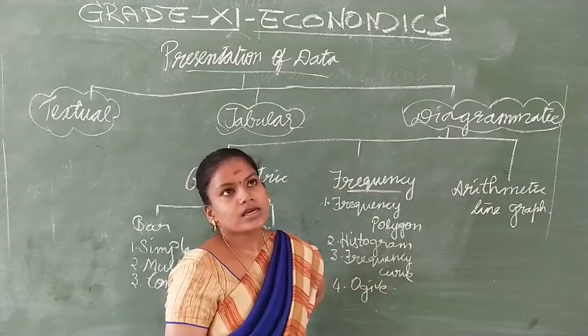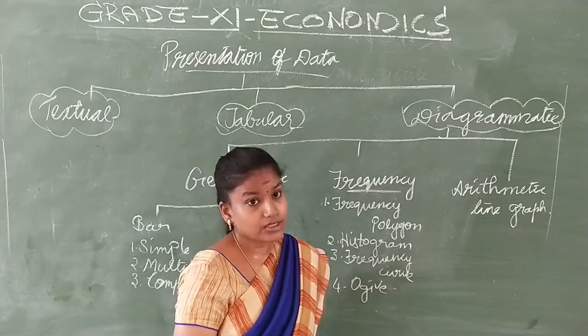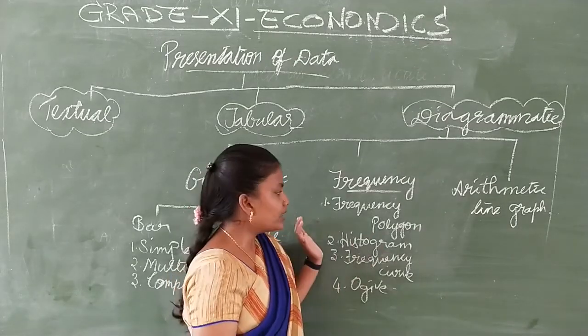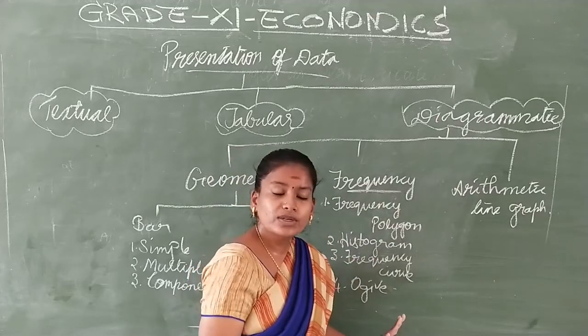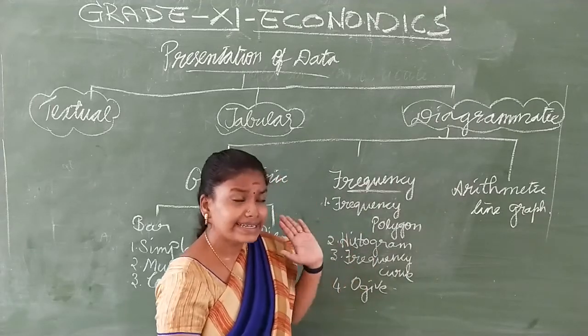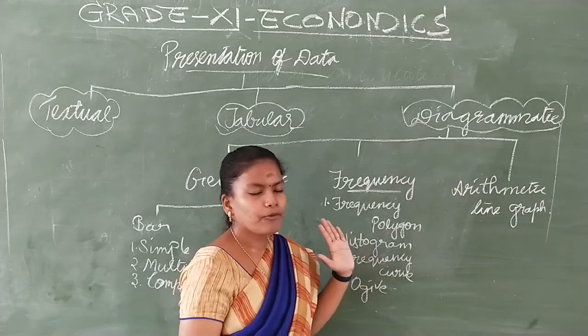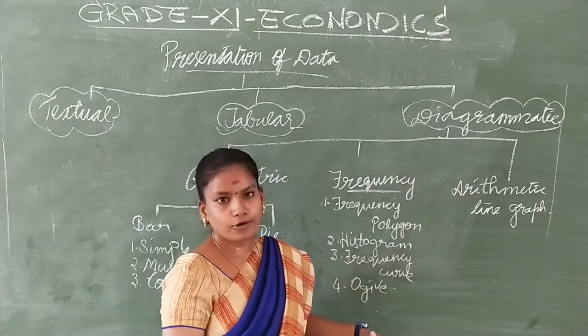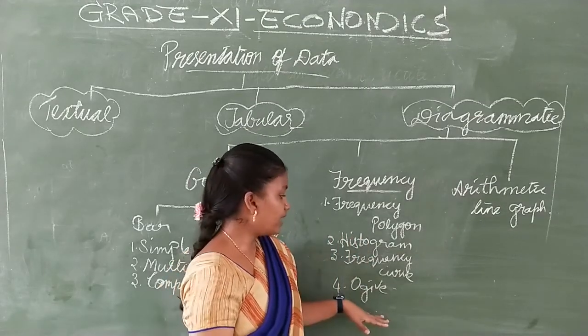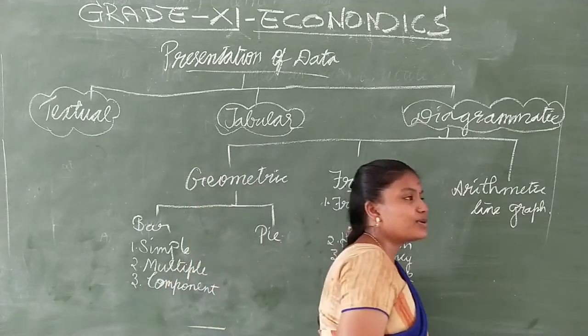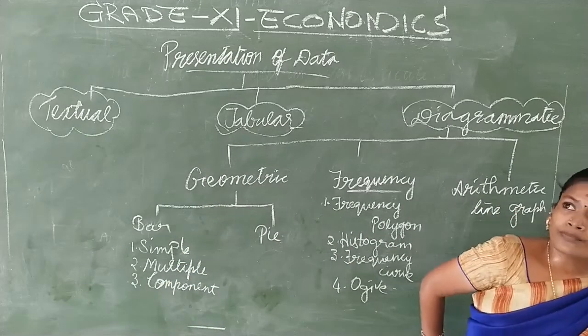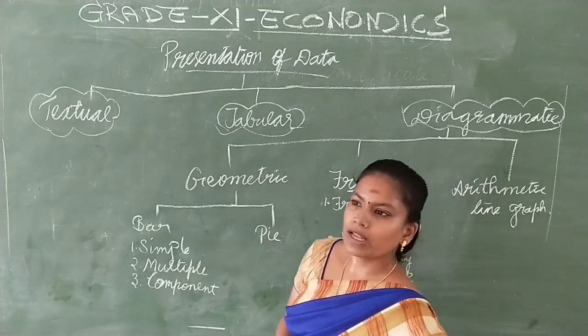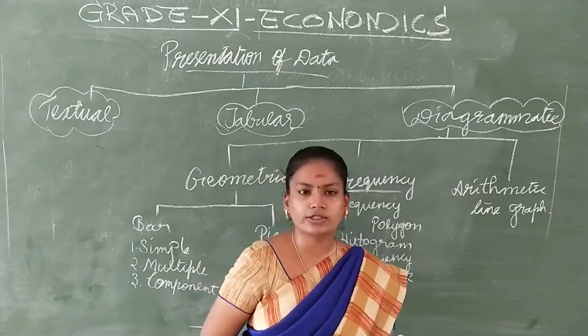Frequency curve is a smooth freehand curve, and it is drawn along with the frequency polygon, but it does not intersect through any of the points anywhere in the frequency polygon. Right, children. Finally, we'll give an interesting frequency diagram that we discussed about, talking about the less than cumulative frequency and more than cumulative frequency.